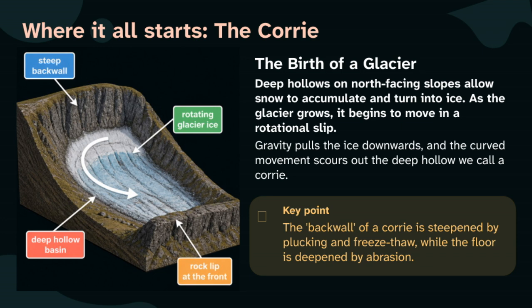So, a strong explanation of corrie formation should include accumulation, compaction into ice, rotational slip, plucking, abrasion, and sometimes the formation of a tarn after melting. Here's a model exam answer. A corrie forms when snow accumulates in a sheltered mountain hollow, compresses into ice, and moves by rotational slip. Plucking steepens the back wall while abrasion deepens the hollow, leaving a bowl-shaped depression that may later contain a tarn.